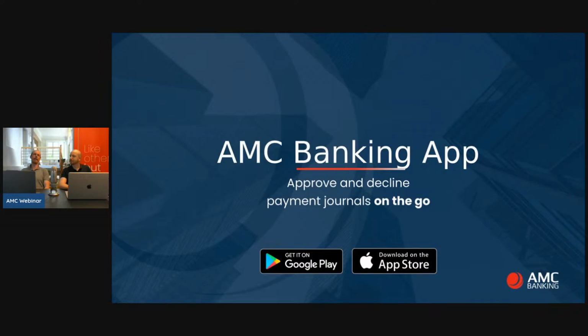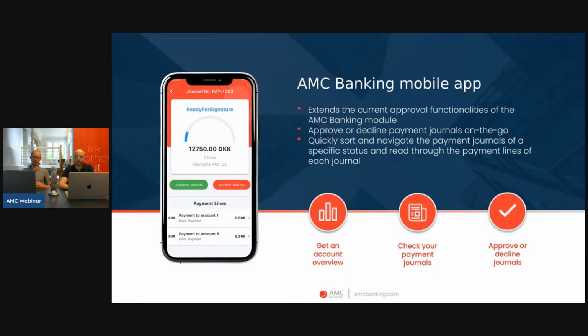The AMC Banking app. Approve and decline payments, payment journals on the go. The app is currently available on both Google Play and the App Store, so you can just go and download it right now if you want to. And what exactly is the point of having this app? Well, like it says, it extends the approval functionalities of the AMC Banking module. What exactly does that mean?